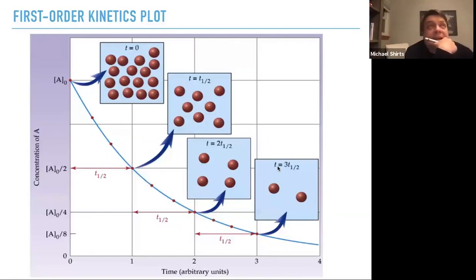Given a certain amount of time, if there's half as much stuff, then it's going to take twice the time for that same amount to disappear. And yeah, so for first order reactions, we get this very nice behavior of the half-life. So we can go back and forth between the half-life and the reaction rate quite easily.